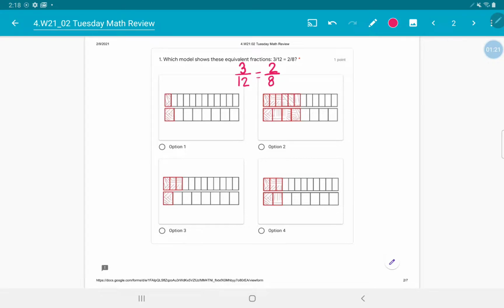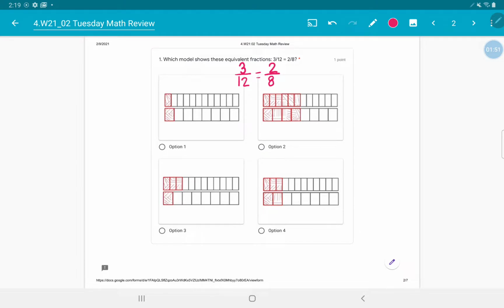Yeah, if they have the same amount that are red or that are shaded. In this case, they're shaded red. So I'm looking to see if they have the same amount shaded. Looking at option 1, is that equivalent? No. The top model has a little bit less shaded than the bottom model. All right, let's look at option 2. Are those equivalent? Yes, they show an equal amount shaded.